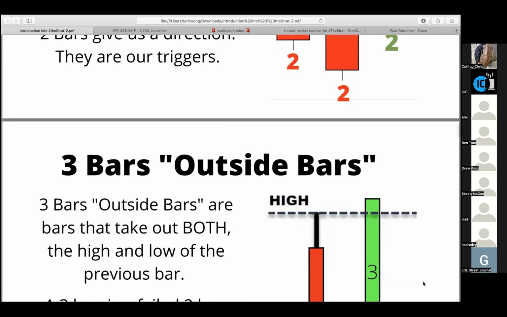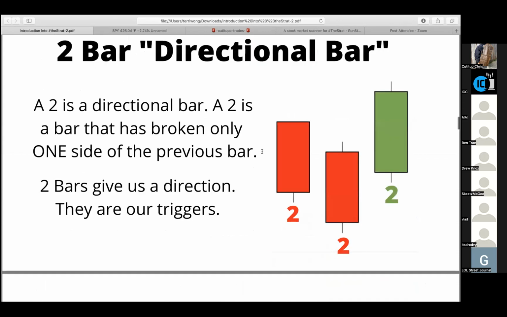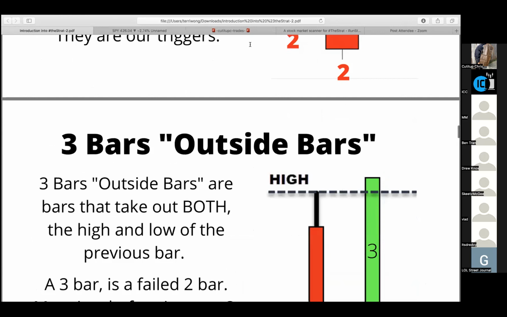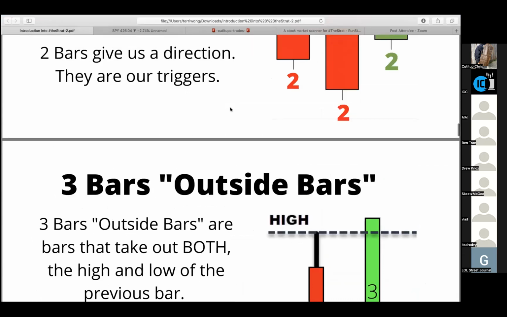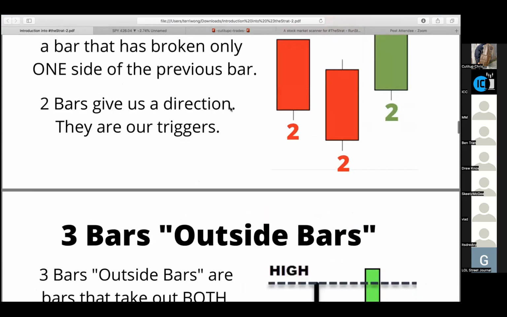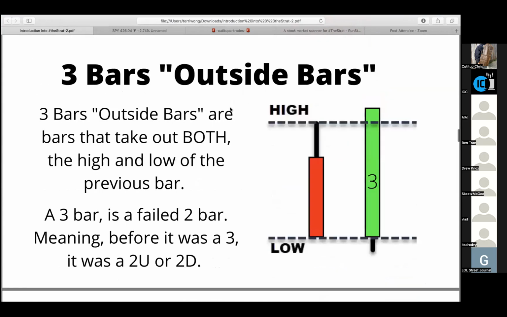So does that make sense? Like a 1, a 2, and a 3. Those are just the basics. Does anyone have questions about that? Feel free to put it in the chat if you do. And then I could break it down a little more, but that's really it. Just 1s, 2s, and 3s. Those are the only 3 types of bars that we are looking at when we're looking at our charts using the Strat.